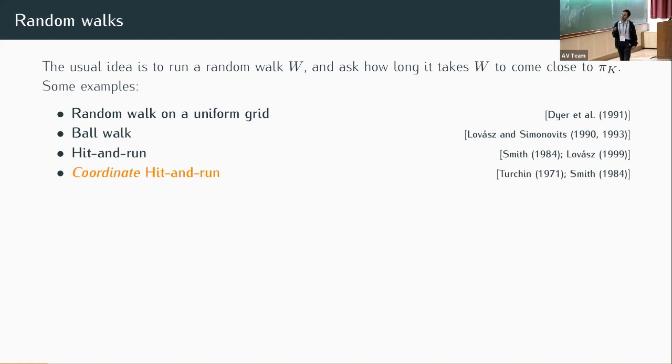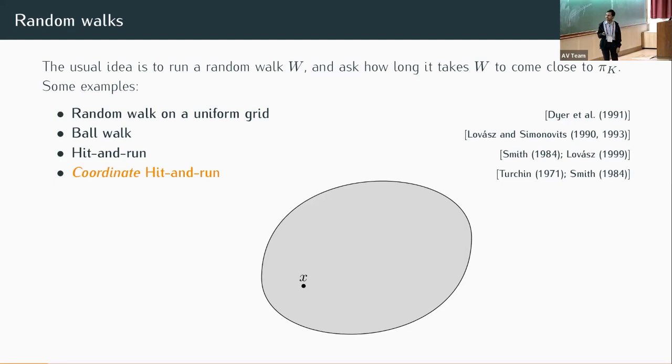One of the walks we'll be concerned with in this talk is something called coordinate hit and run. This is actually even older, depending upon how you look at this paper. And this does the following. It's similar to hit and run, but now instead of picking a uniformly random direction, you pick a uniformly random coordinate direction. And then this is the same. On that chord, you pick a uniformly random point.